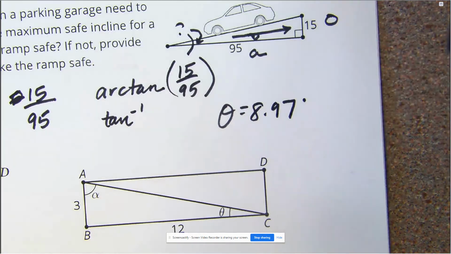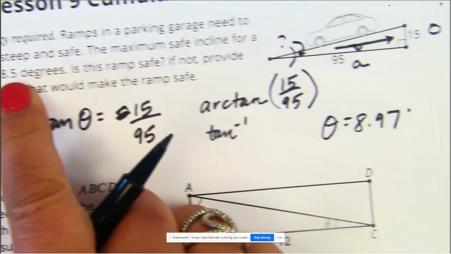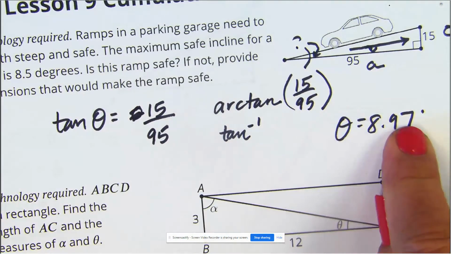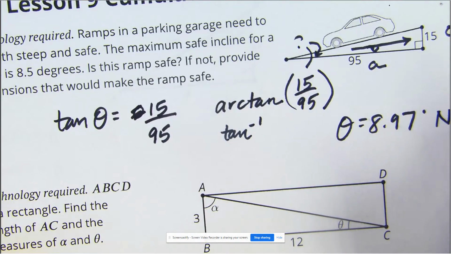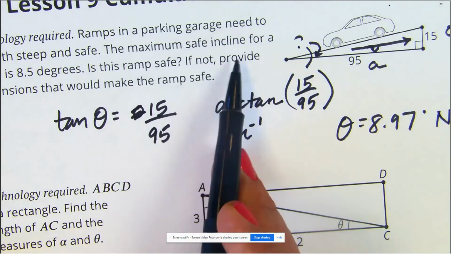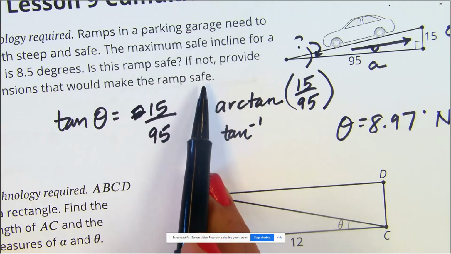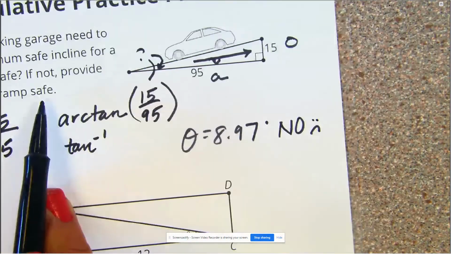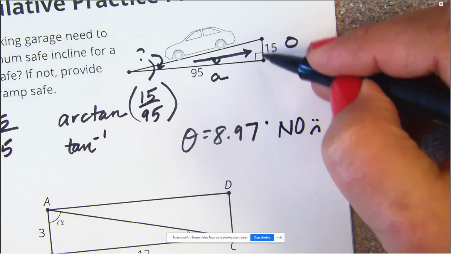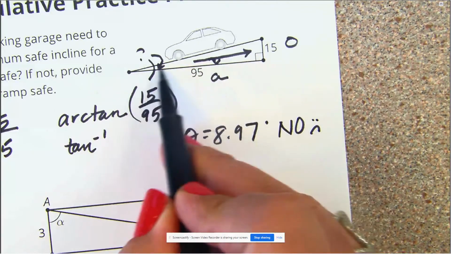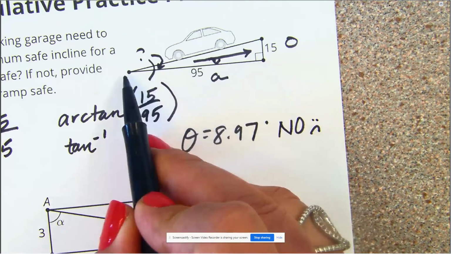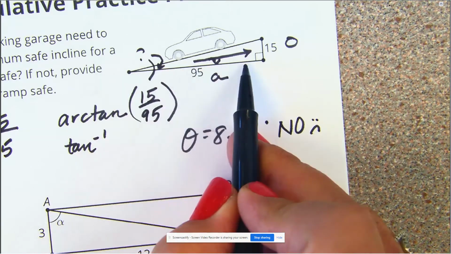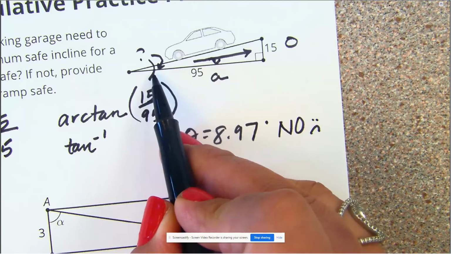Now to be safe, the biggest it could be is 8.5 degrees. This is 8.97. No, this is not safe. It says, if not, provide dimensions that would make it safe. Well, imagine I've got to get up to 15, right? So I need to make this longer. I need to take more time to get up to that 15 to make that angle smaller.